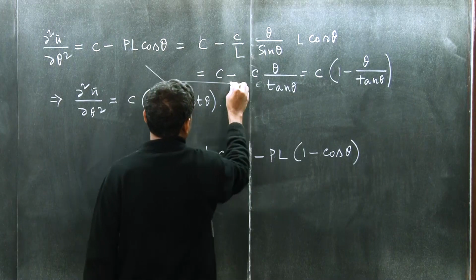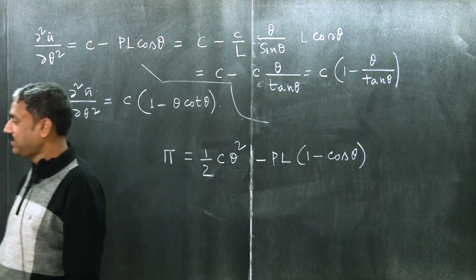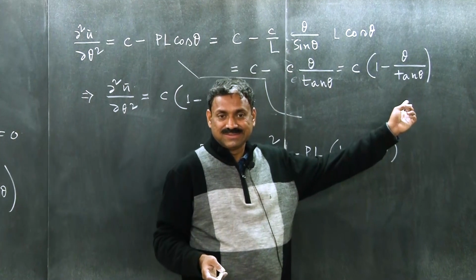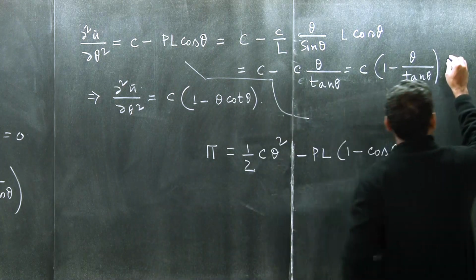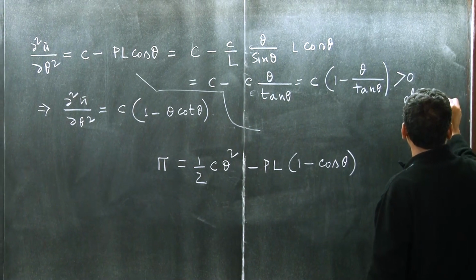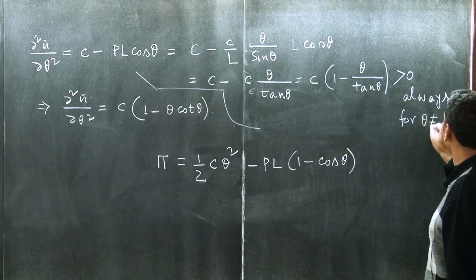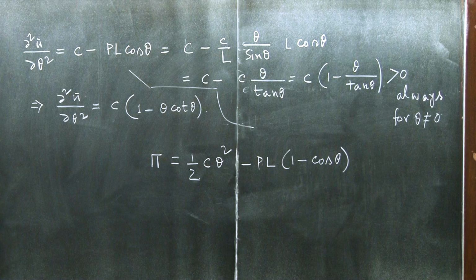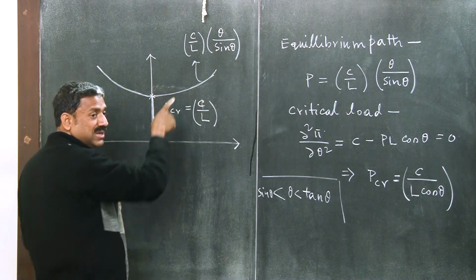Now I will tell you something. Look, what is the inequality? Theta is greater than sin theta, less than tan theta. So theta by tan theta is what? Theta by tan theta is less than 1. That means this is always greater than 0, for all theta not equal to 0. That means my post critical path, that means this path is what? Stable. So my post critical path is stable.